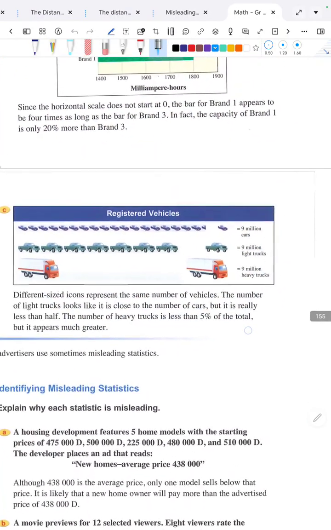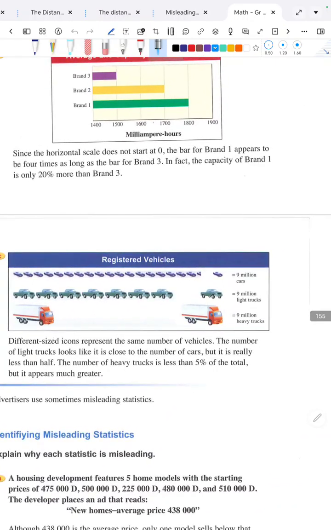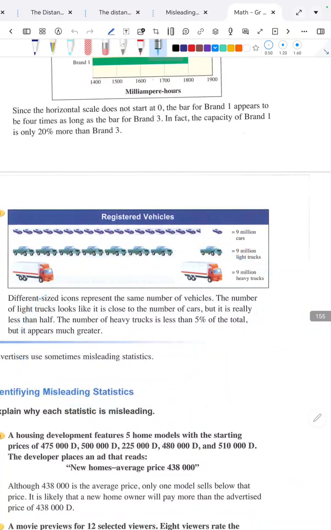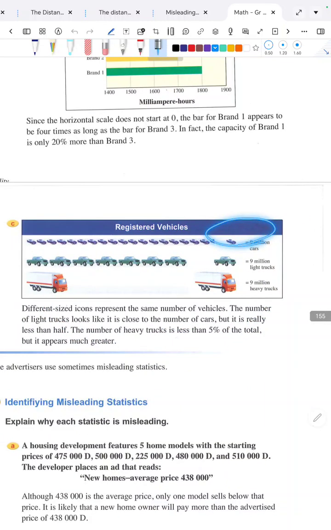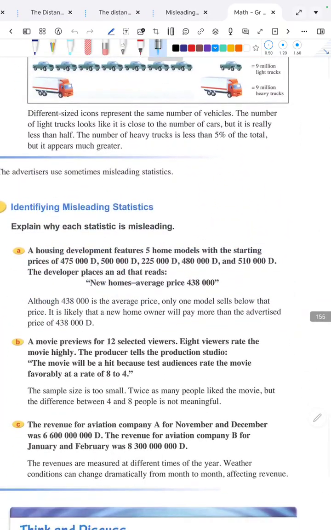The other one, why is this graph misleading? Pictures or icons are used in different sizes to represent data. For example, this one is about 9 million cars, even this one is about 9 million cars. This one is heavy trucks, it's about 9 million cars. So we will say the pictures are different sizes. That's why it's misleading.